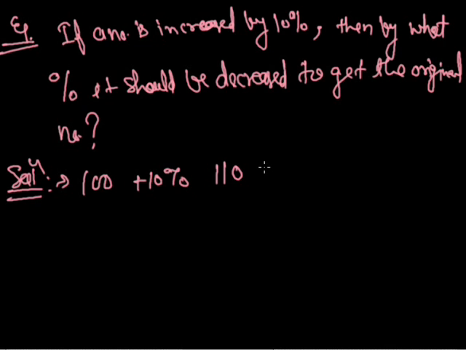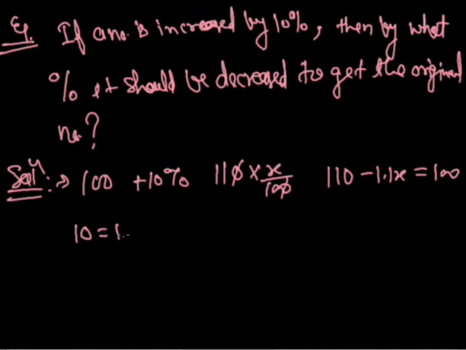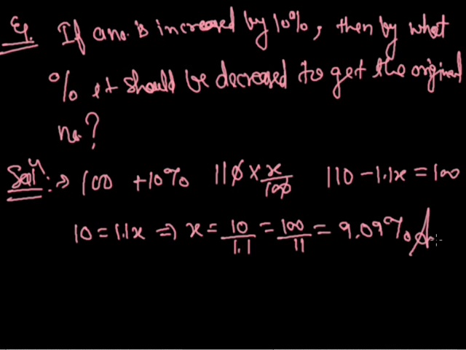Now let us reduce this number by x%. That means I am reducing this number by 1.1x. So the new number will be 110 minus 1.1x, and I will get 100 back. That means I can say 10 is equal to 1.1x, or you can say x is equal to 10 upon 1.1. That means 100 upon 11, or you can say 9.09%.